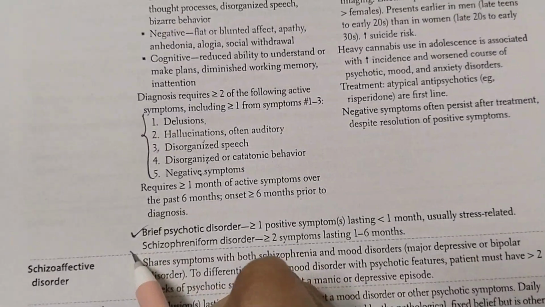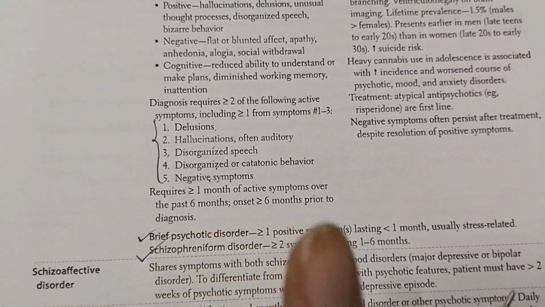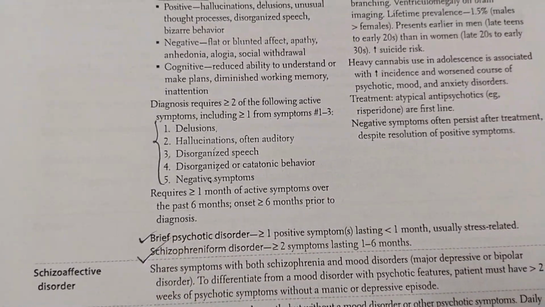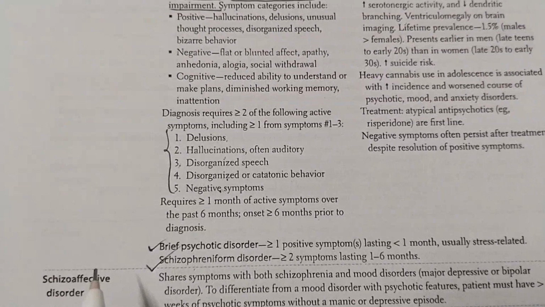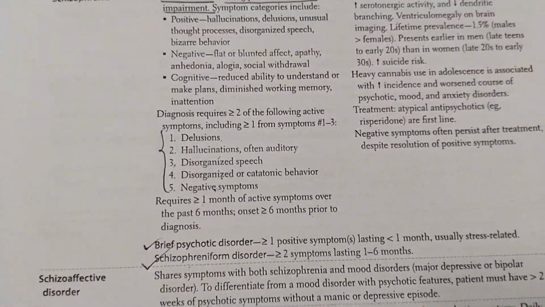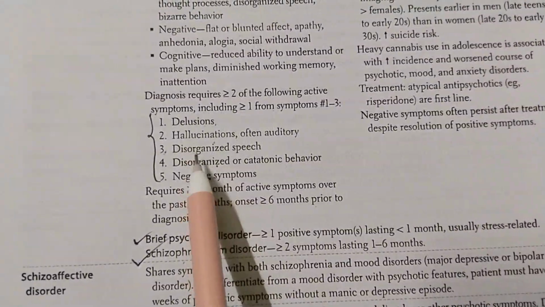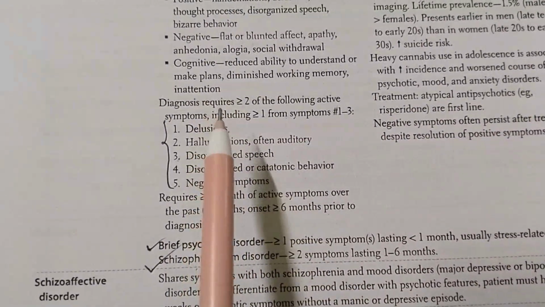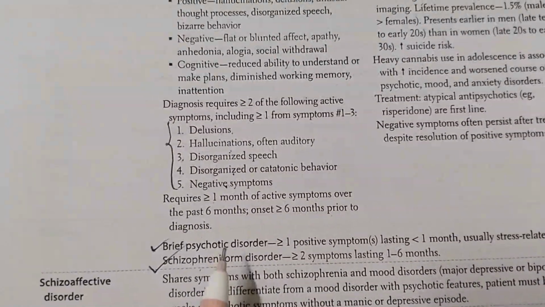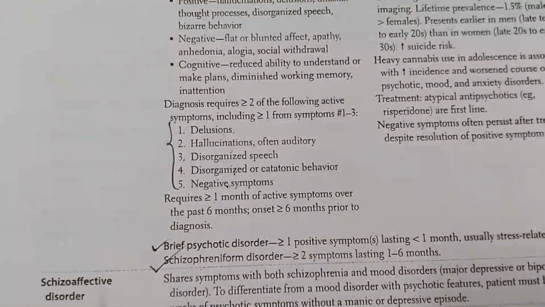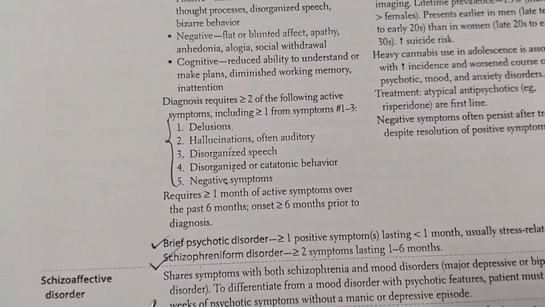Now there are 2 more terms, brief psychotic disorder and schizophreniform disorder. Brief psychotic disorder means there is more than one positive symptom but lasting less than 1 month. Schizophreniform means active symptoms are more than 2 but lasting 1 to 6 months. Let me simplify this for you. Schizophrenia: 2 or more of these symptoms, duration more than 1 month, and a 6 month history. Brief psychotic disorder: 1 symptom present and less than 1 month history. Schizophreniform disorder: 2 symptoms present but 1 to 6 months history.